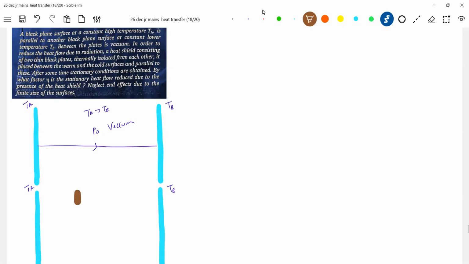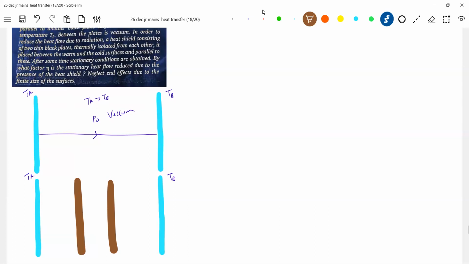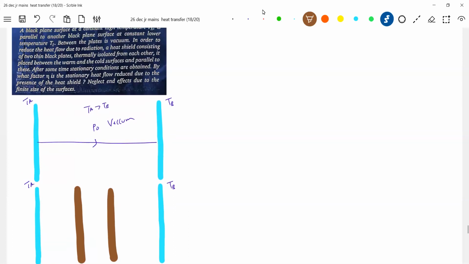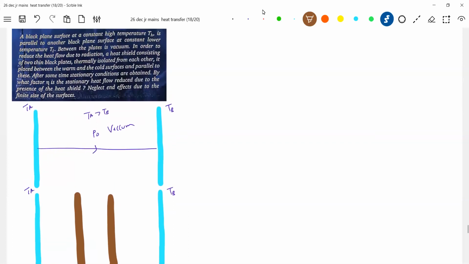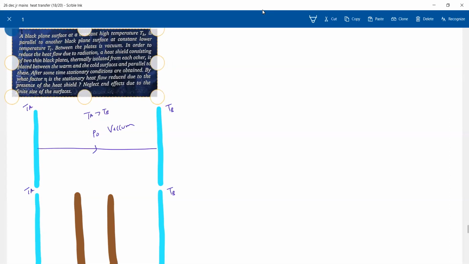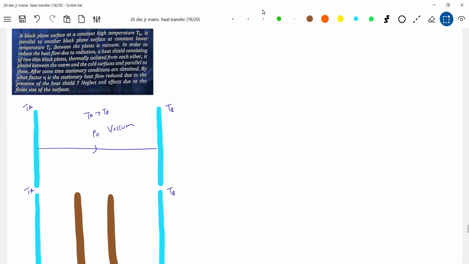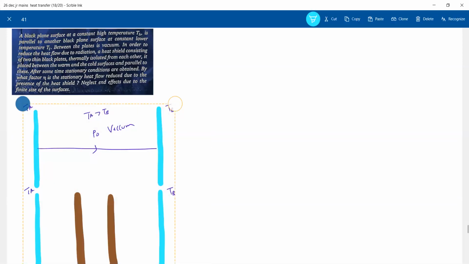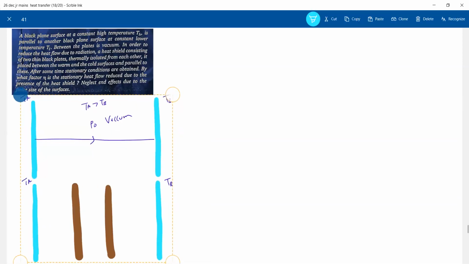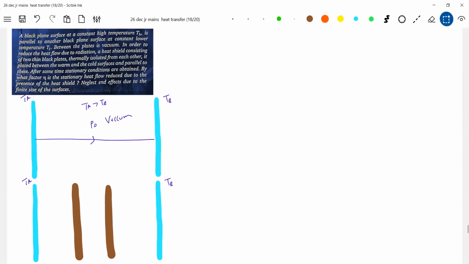I'm going to introduce two black plates. Again, they are thin. I'll make it this small. Okay, I think you are able to see the complete question as well as the explanation I'm going to put. These are the black sheets that were introduced.